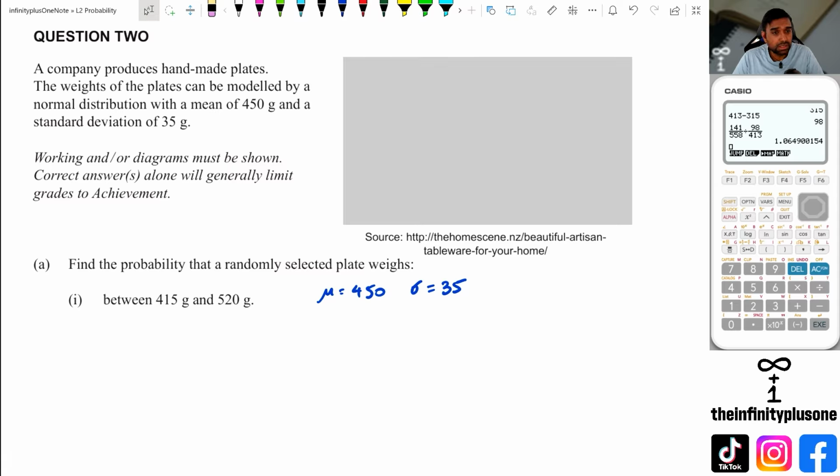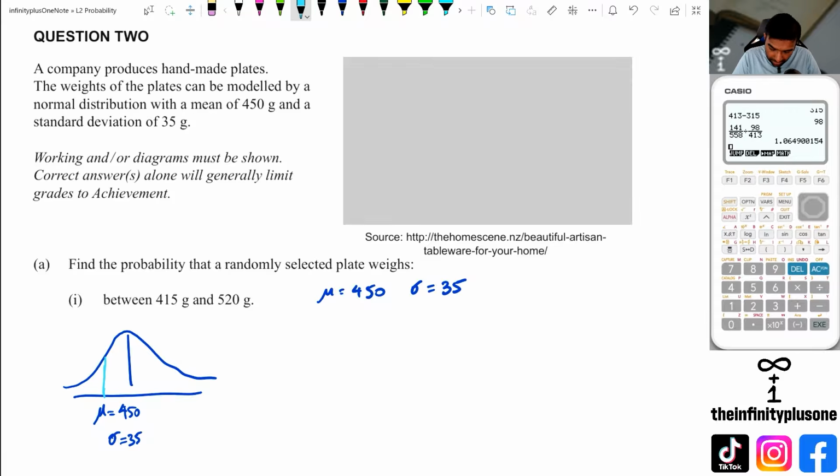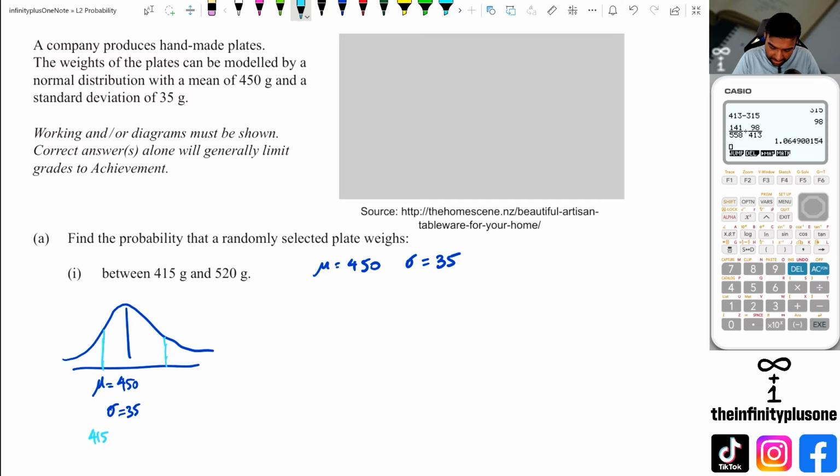All right, that's fine. So we're going to do between 415 and 520. What I generally tend to do is I always like to draw diagrams for these types of questions. So I'm going to draw a normal distribution curve. Let's draw that a little bit better. Yeah, that's the closest we can get. No, come on. There we go. So that's my normal distribution curve, where the middle is the mean, so that's 450, and then the standard deviation is 35. Now it's asking for 415 and 520, so 415 is going to be there, 520 is going to be there.